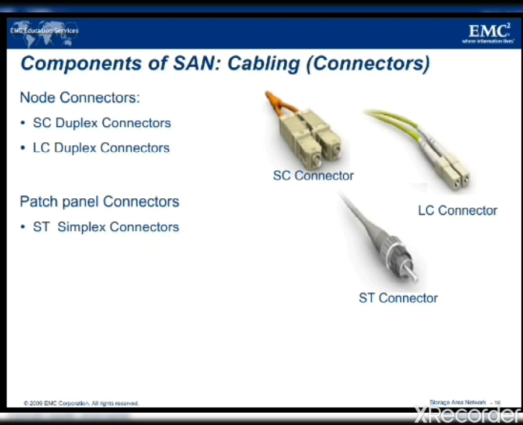We have different types of connectors. The first one is called a standard connector or an SC connector. The second one is the Lucent connector, and the third one is called a straight tip connector. Standard connector and Lucent connector are commonly used for fiber optic cables. So LC and SC, these are used for fiber optic cables, right?